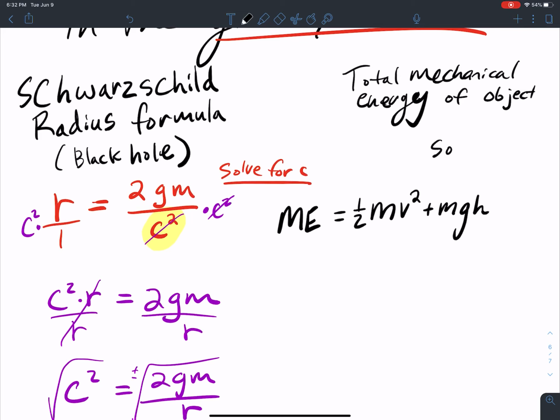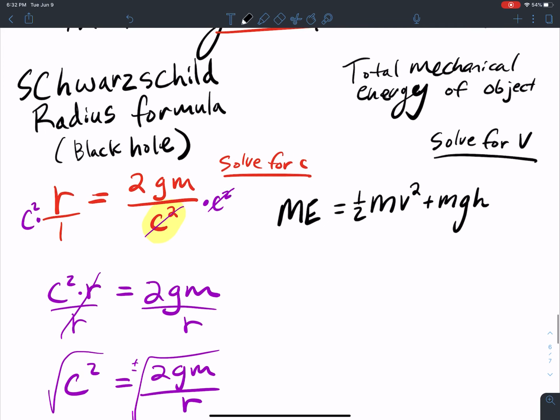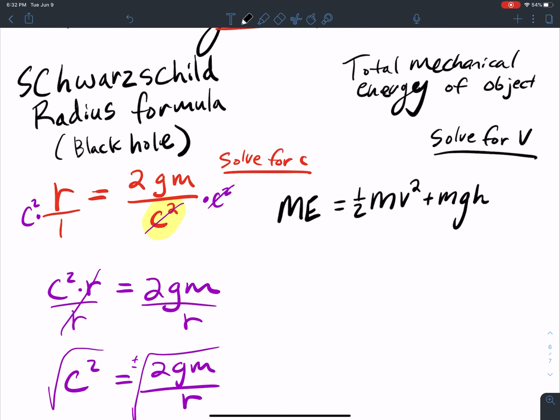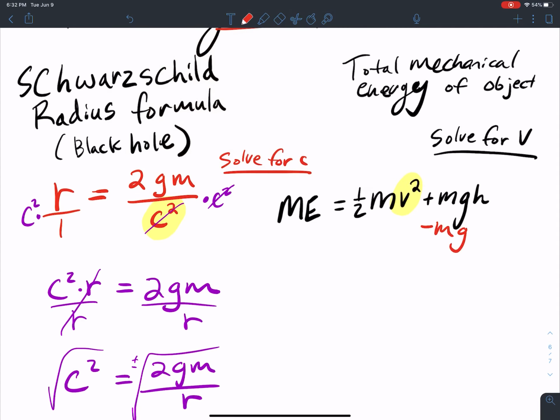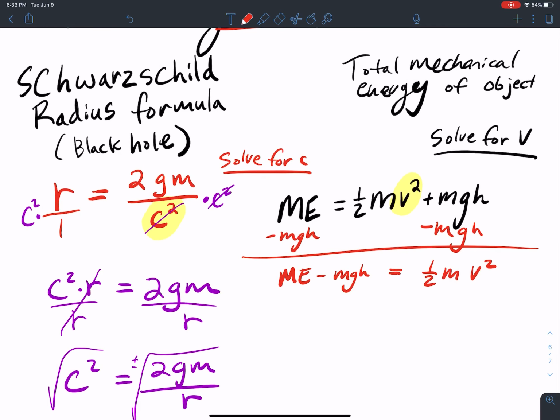Now I want to solve for v. The first thing I'm going to do is circle my v. Now how can I get it by itself? First thing, I'm going to move this mgh, subtracting mgh on both sides. I get ME minus mgh equals 1/2 mv squared.